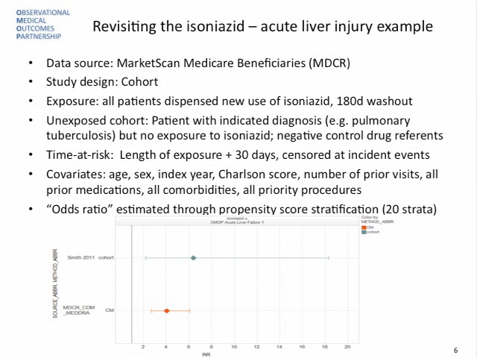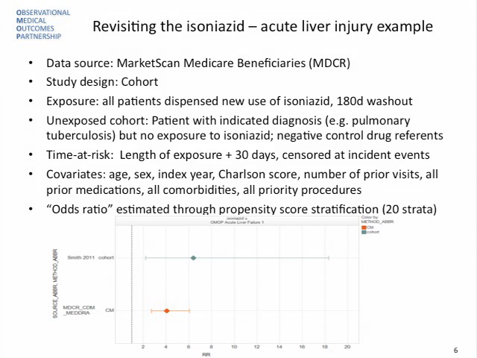So Paul mentioned this. We looked at that Smith et al. paper that studied isoniazid in acute liver injury. And our approximate example of that study that we conducted within OMOP, using that new user cohort design, we applied it to the MarketScan Medicare database. Pretty standard new user cohort design, effectively a 180-day washout.